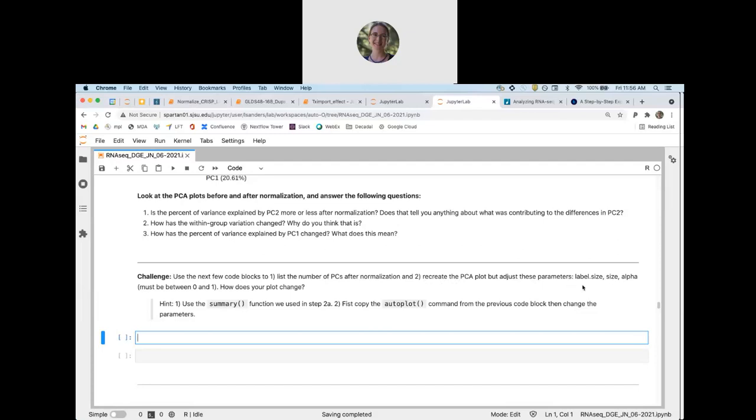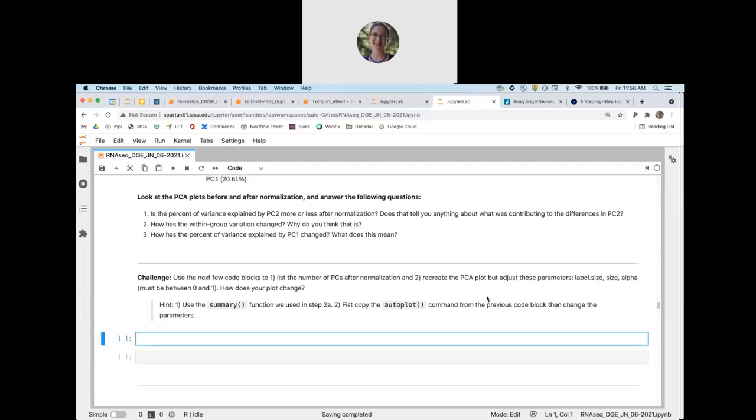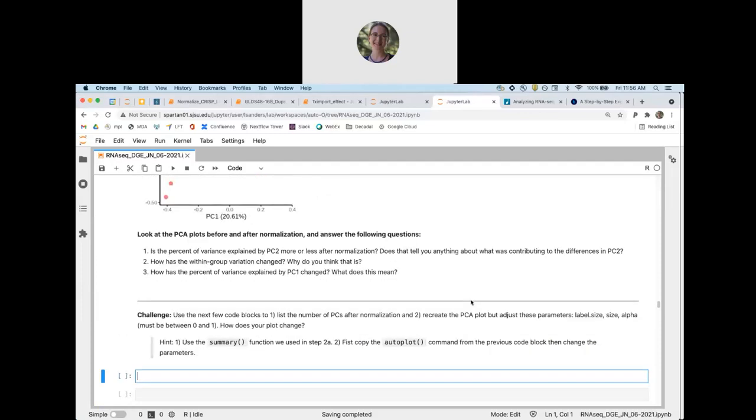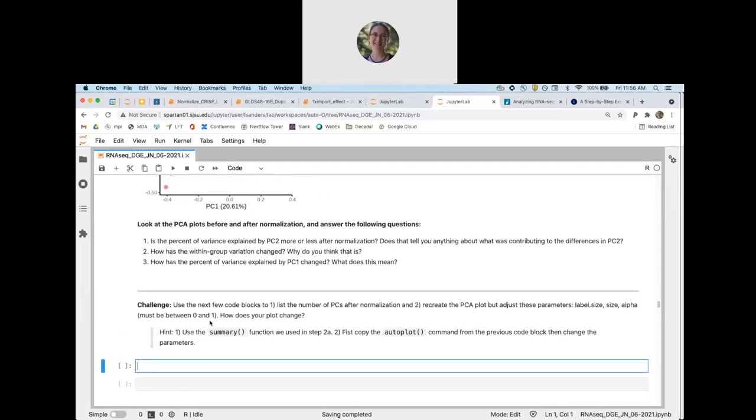But adjust some parameters. So adjust the label size. You can put label back to true. Adjust the size of the dots, and then you can play around with alpha. But keep in mind, alpha has to be between 0 and 1. So alpha is a measure of transparency. So see how that changes. And you can go ahead and copy that autoplot command from the previous code block.